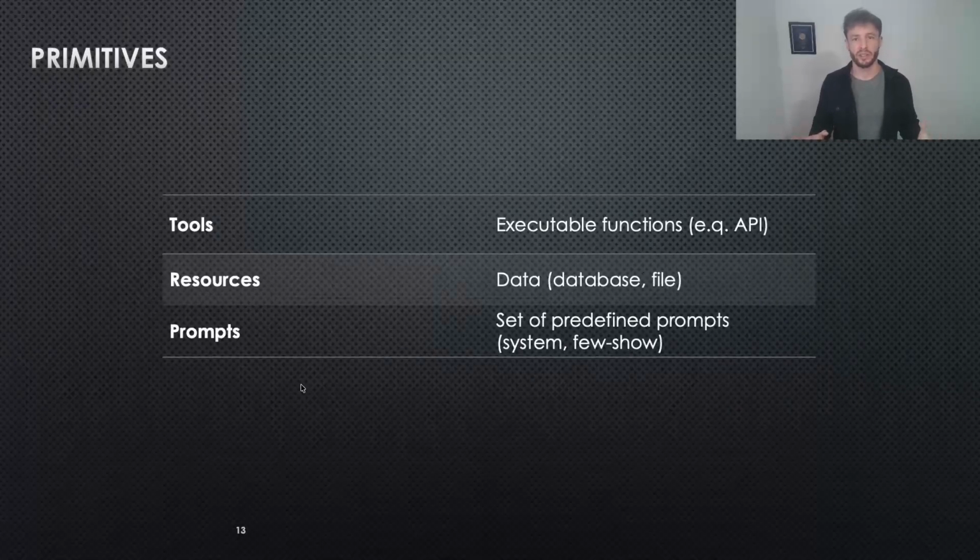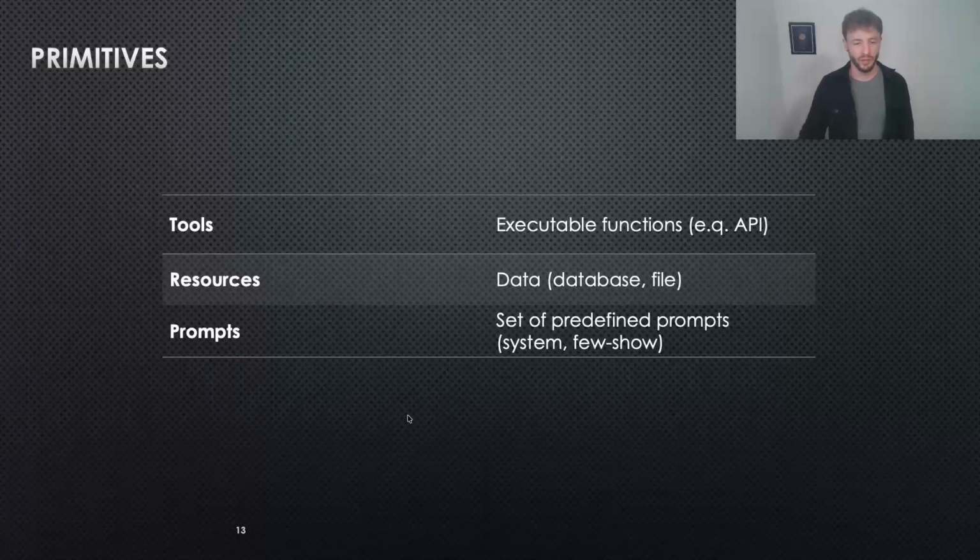What is the context? There are three primitives. For example, we have the tools, which are basically executable functions, for example, APIs. We have resources, which is data stored in a database or file on an MCP server, for example. And lastly, we have predefined prompts, so that you don't have to type them over and over again or do something stupid like having some prompts in a WordPad and copy pasting them between.